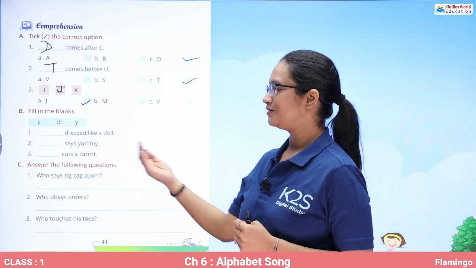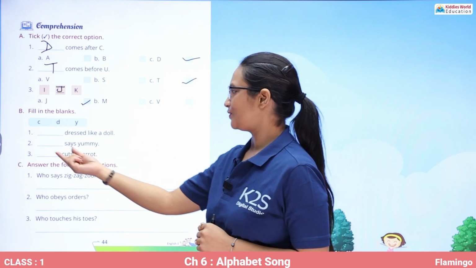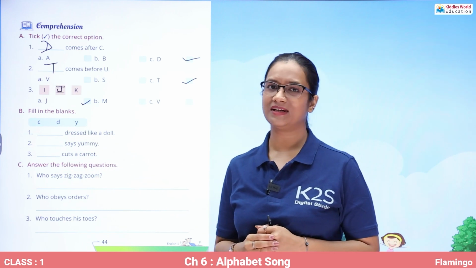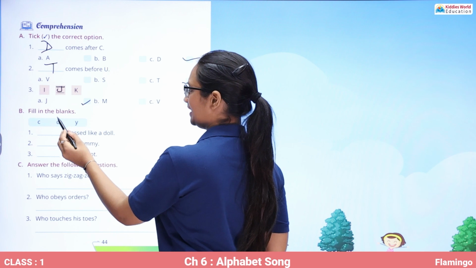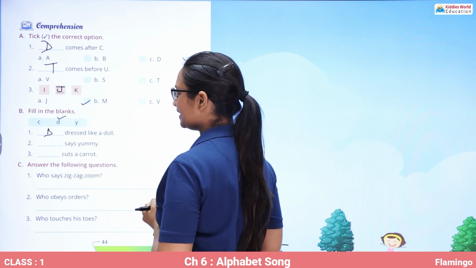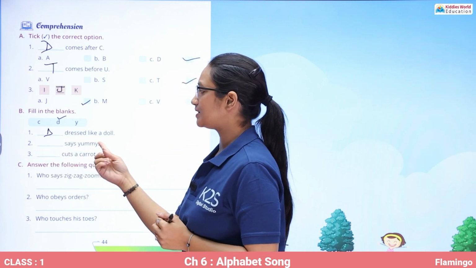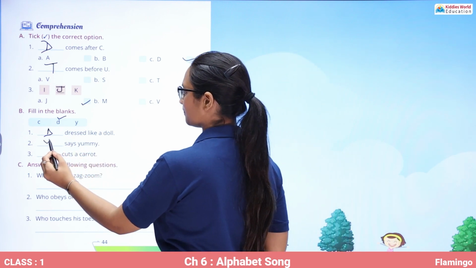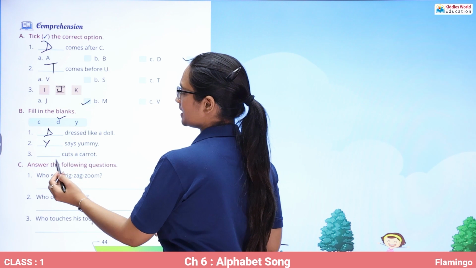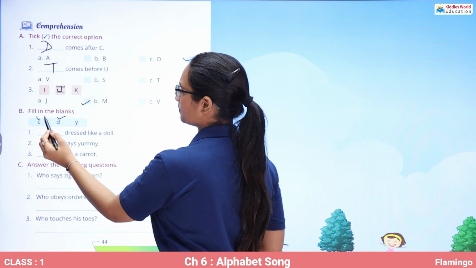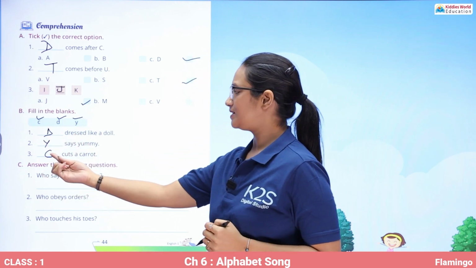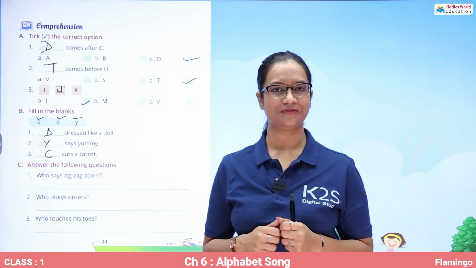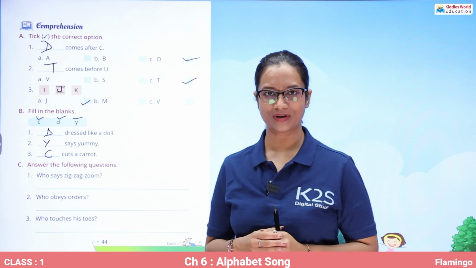And now we will fill in these blanks. So dash dressed like a doll. Who is dressed like a doll? It is D. So we will write D here. Dash says yummy. So Y says yummy. C cuts a carrot. So we will mark C here. And now you are going to attempt a few questions in the book itself.